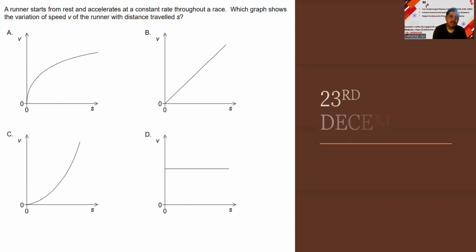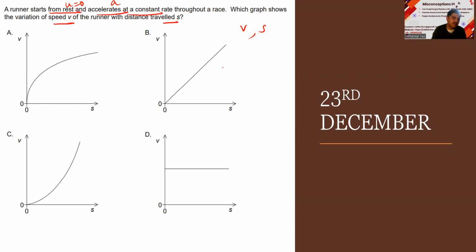A runner starts from rest. Runner starts from rest, which means U equal to 0, and accelerates. Accelerates means at a constant rate, which means you can apply your equations of motion through a race. Which graph shows the variation of V of the runner with the distance traveled? Which means he is asking you, how is V dependent on S? That's what has been asked.